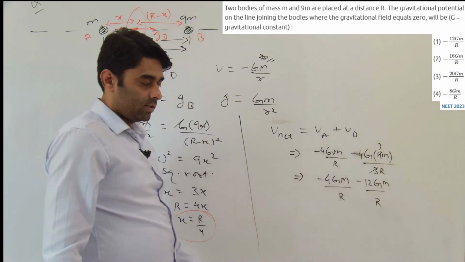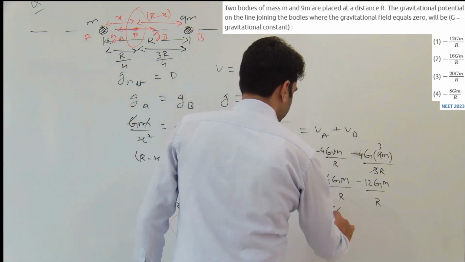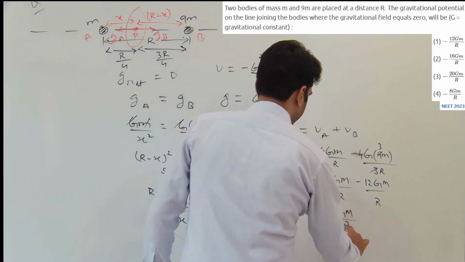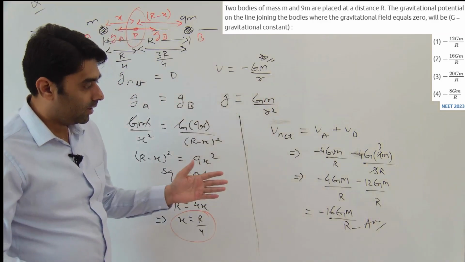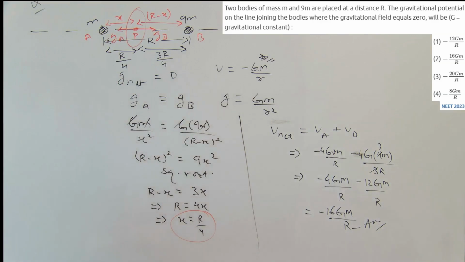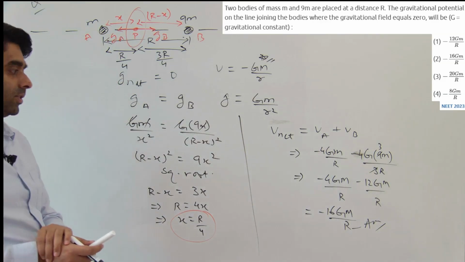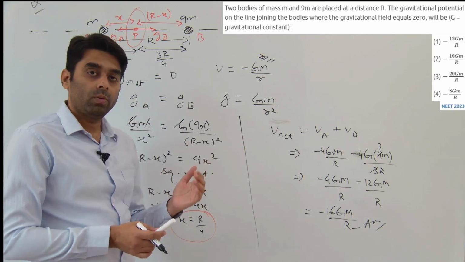Finally, what is our answer coming? If you see, minus 16 Gm by r. It was kind of a good question. So our answer is minus 16 Gm by r. It's option number 2. The second option is our correct answer, right? Minus 16 Gm by r. Let us look at our next question.